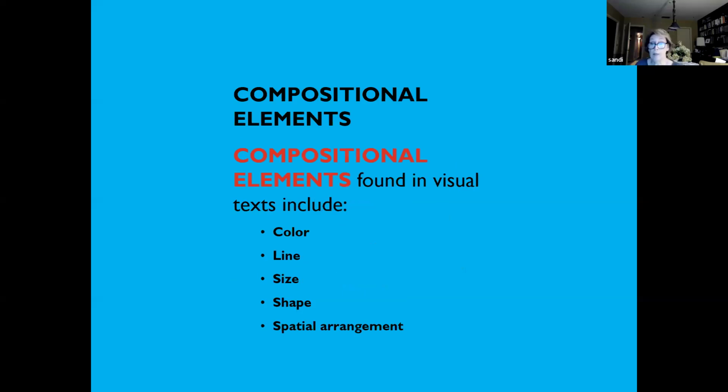Some of the compositional elements that we find in visual text are the ones we're going to look at and talk about today, which I have already started to put in your suitcase, by the way. Their color and their line, their size, shape, and spatial arrangement.